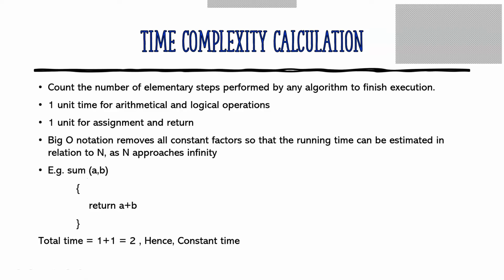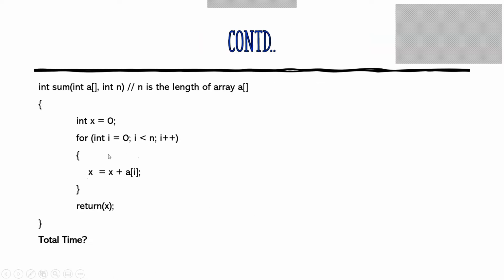For example, in this simple function, sum of a and b, the time taken is 2. How 2? Because here one addition operation is done, a plus b. This is an arithmetic operation, so it takes 1 unit of time. Then another 1 unit will be taken by the return statement. So the total will be 2 units. And since it's 2, it's a constant time.